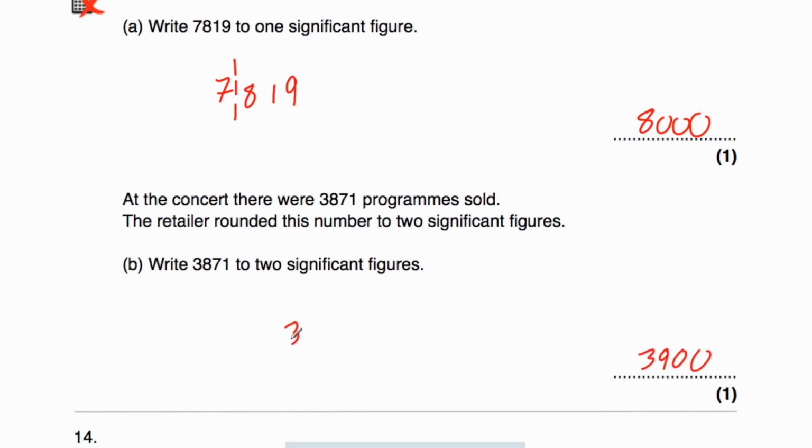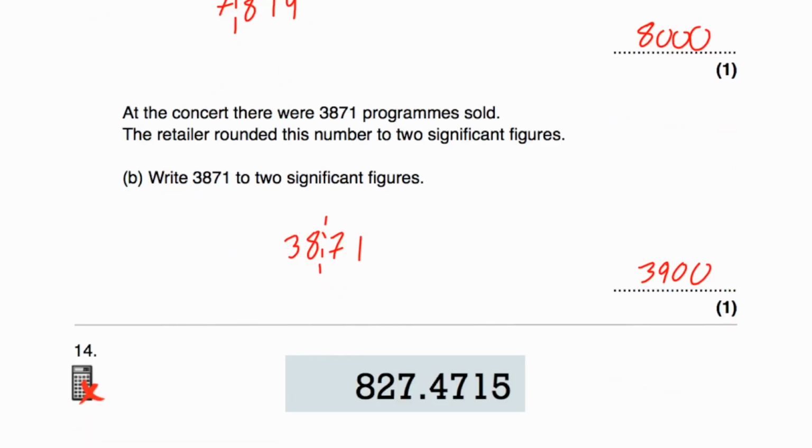And again, we could have written down 3,871. We want to round that to two significant figures, so we put a dash after the second significant figure. The third significant figure is a 7, so we round up to 3,900. Okay, question number 14.